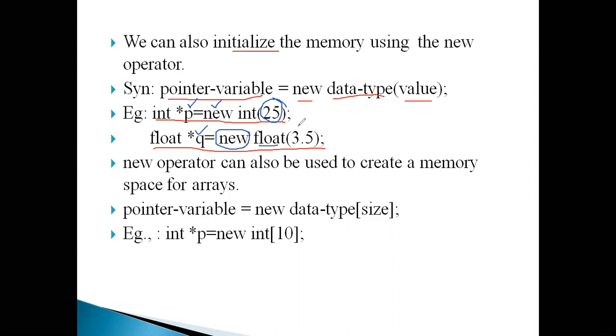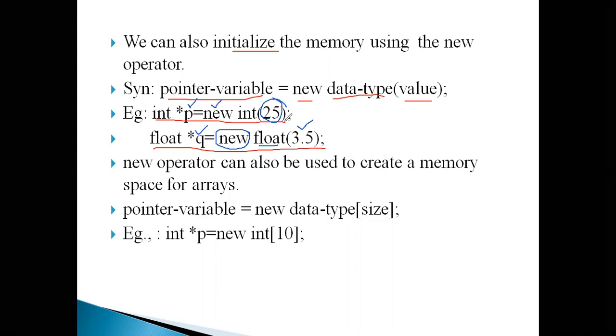And after creating the memory, I simply assign the value 3.5. So this is the way which is used to create the memory and initialize the value to the pointer variables. Now up to here, we are assigning only one value.